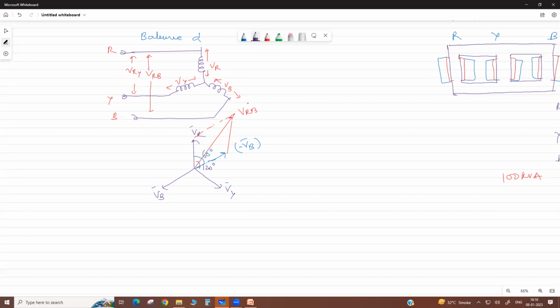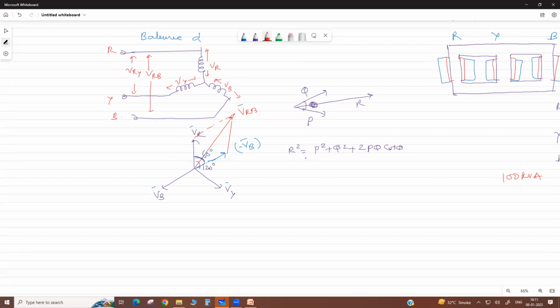What is the value of VRB? How do we calculate it? Yesterday I told you, if two vectors P and Q are there, and we know the angle theta, then we can calculate the resultant R: R square equals P square plus Q square plus twice PQ cos theta. This plus sign comes when this angle is acute. Here also we could calculate the resultant, but it is greater than 90, so we need a theta that should be less than 90.